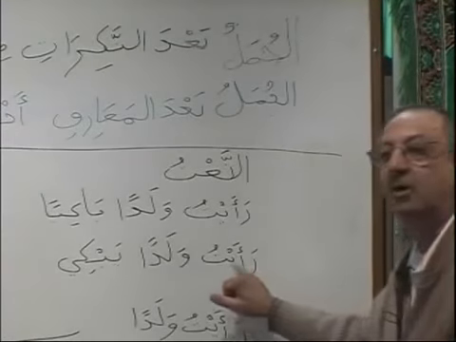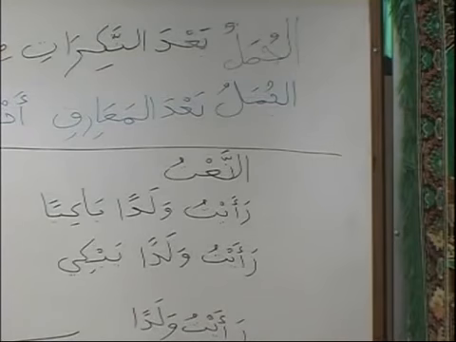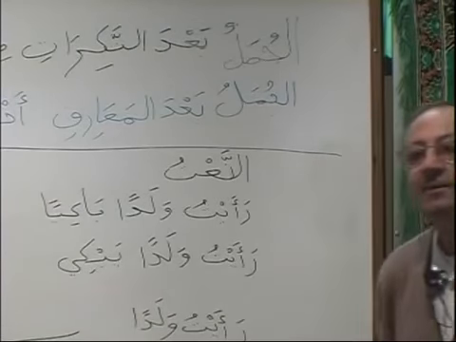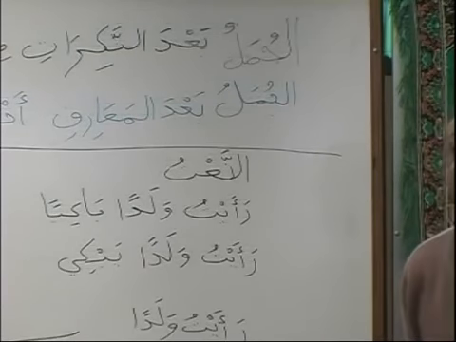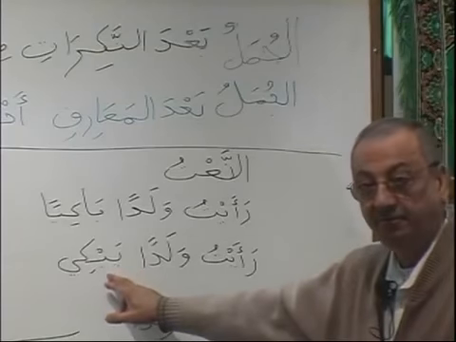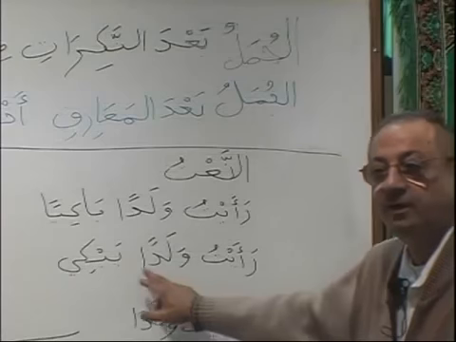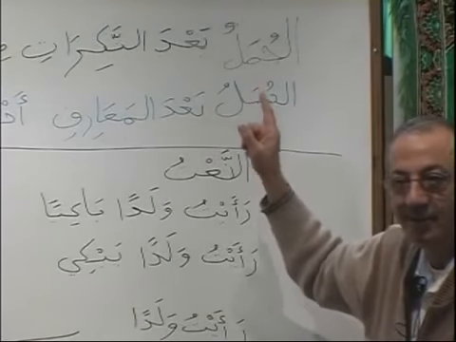Next one, brothers and sisters. Raitu waladan yabki. I saw a boy. What is yabki, brothers and sisters? Jumla fi'liya. Fi'l and fa'il. What is the verb? Fi'lun mudari'un, marfu'un bi damma muqaddara. Where is the fa'il? Mustatir, taqdiruhu huwa. Fine, brother. So this jumla fi'liya has come after an indefinite noun. So what is this jumla fi'liya? Naat, the first one. Are you with me?